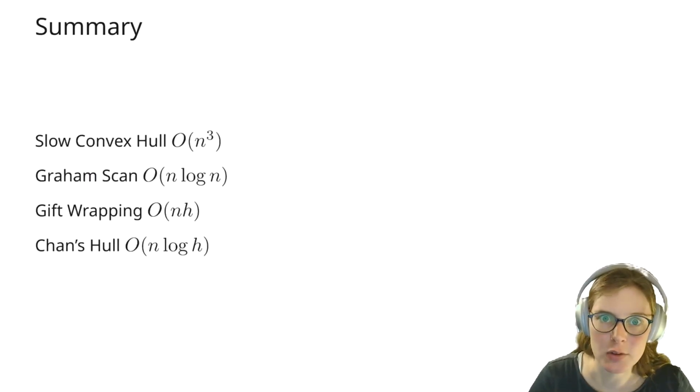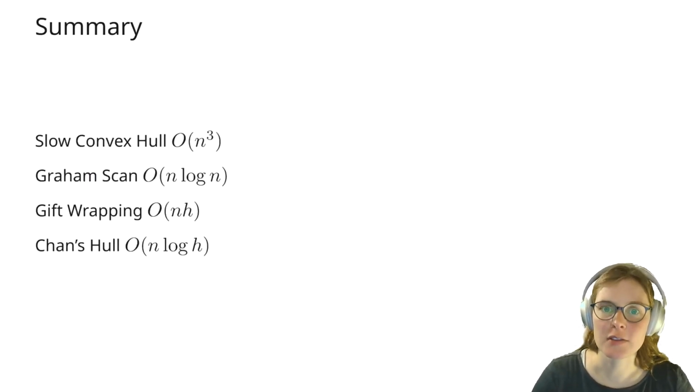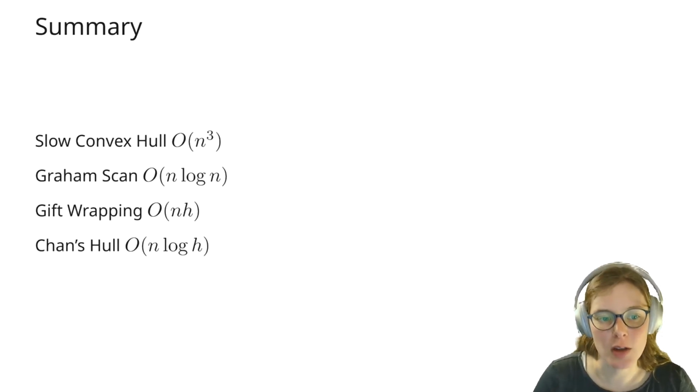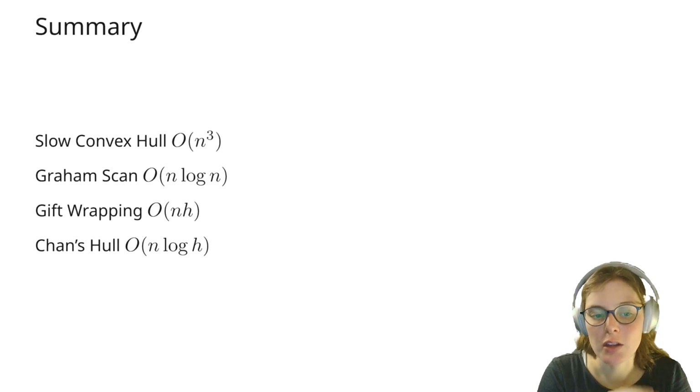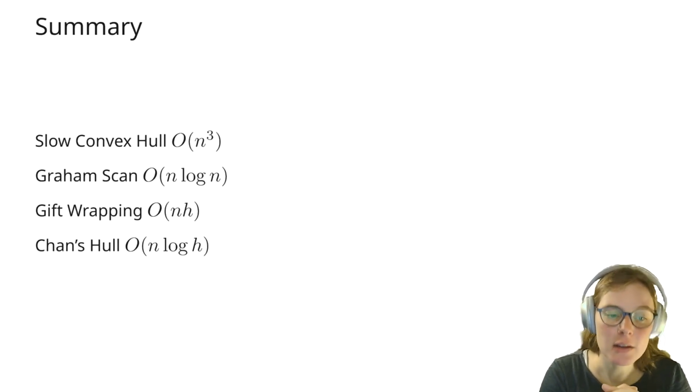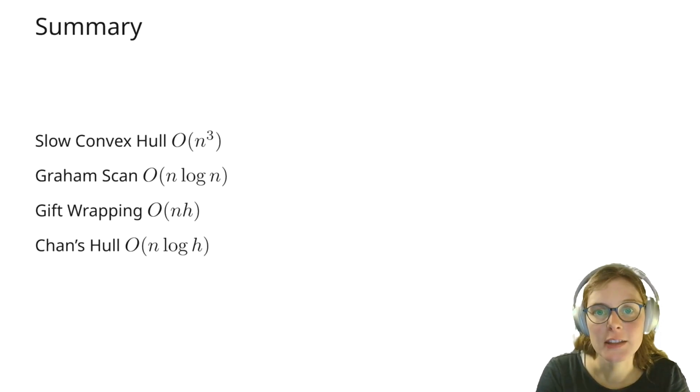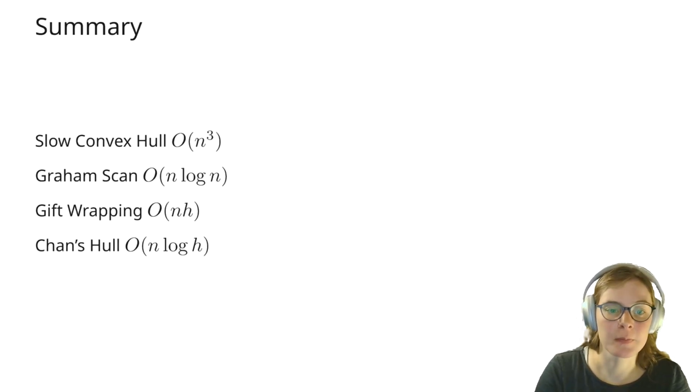To summarize this unit, we have started with a naive simple algorithm that was pretty slow but straightforward to come up with. Then we developed a more efficient algorithm called Graham Scan. We continued with an output-sensitive gift wrapping algorithm, and finally we used Timothy Chan's technique to join the two algorithms in one and obtain a better running time.